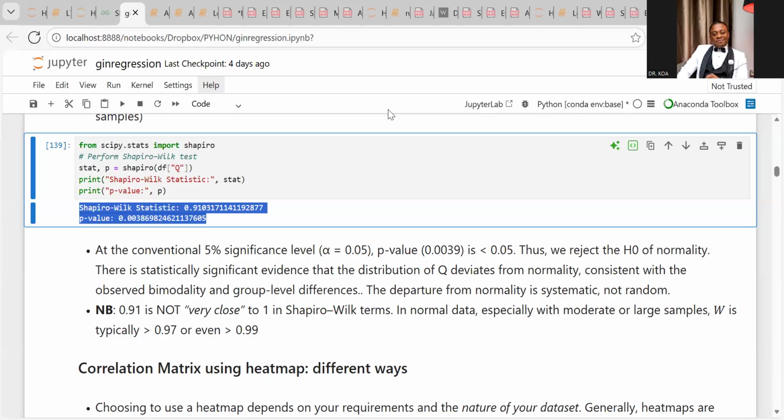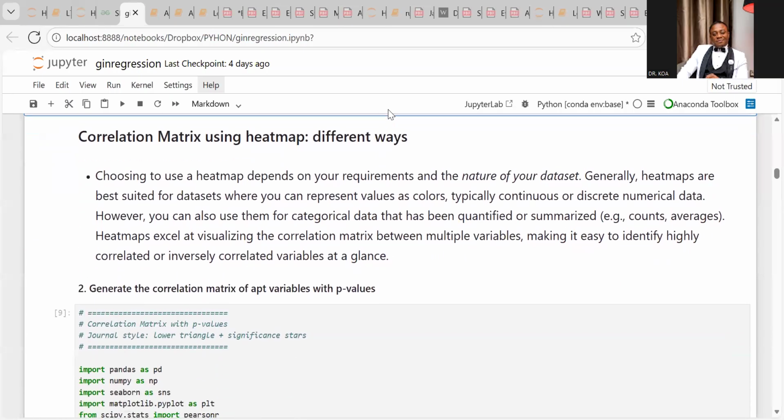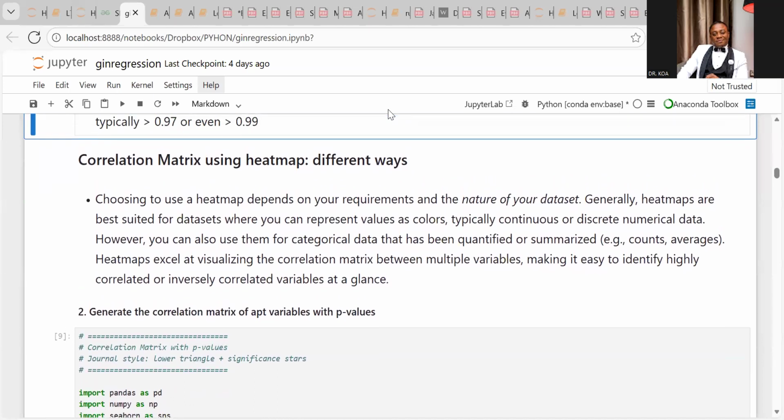Whether that relationship is positive or negative, that is a correlation. It does not establish causality. There's a correlation doesn't mean that there is a causation. Write it down. Correlation is not the same as causality. Correlation is different from causality. Okay, so we're going to use a heat map to generate the correlation matrix.